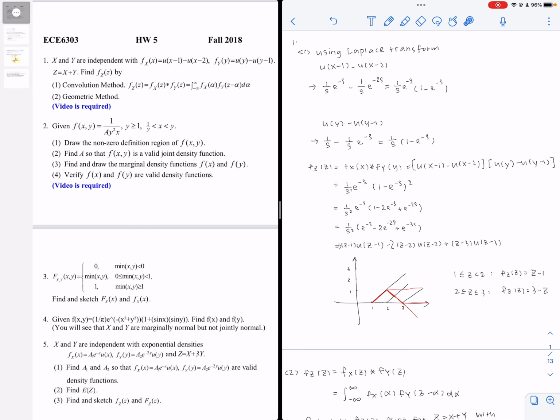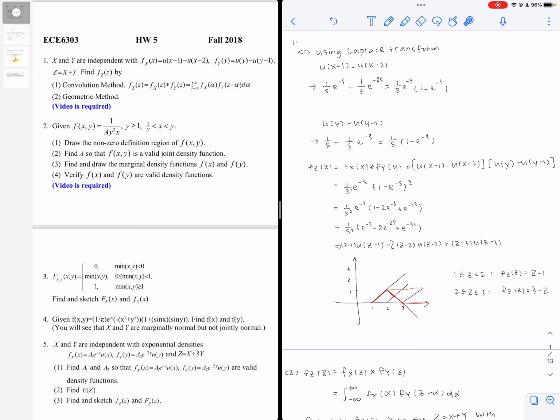The first question of homework 5 is very similar to one of the problems that were given in the last assignment. So the first problem is, we're given two random variables, x and y, they're independent, and we're given their density functions respectively, and z equals x plus y. And we need to find the density function of z.